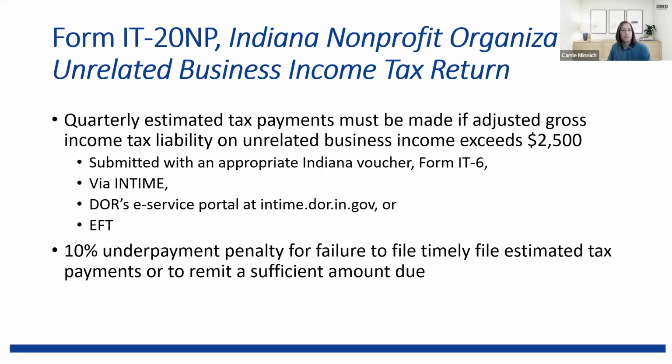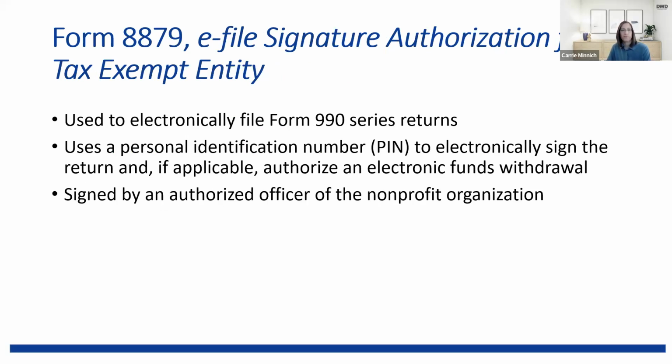Again, we talked about unrelated business income, quarterly estimated payments, and underpayment penalties. So again, unrelated business income is treated basically like for-profit corporate taxes. It's just that we call it unrelated business income as opposed to income tax.